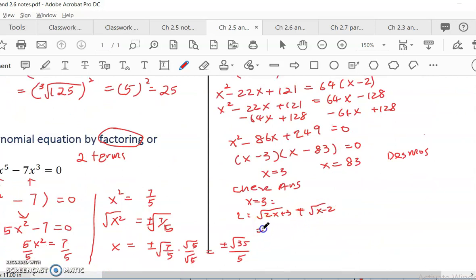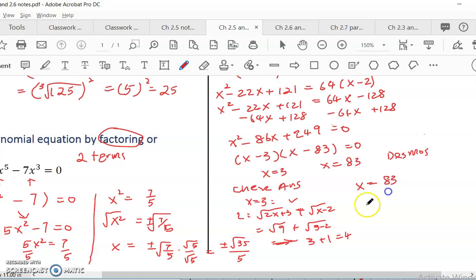So plug in 3, so it'll be 6. 6 plus 3 is square root of 9. Plus 3 minus 2 is 1. So it's 3 plus 1. It is equal to 4, equal to the right hand side. So this is okay. What about x equal to 83?